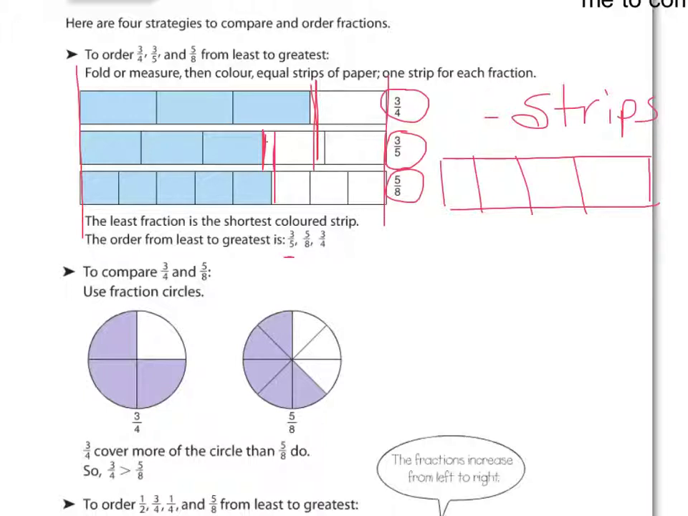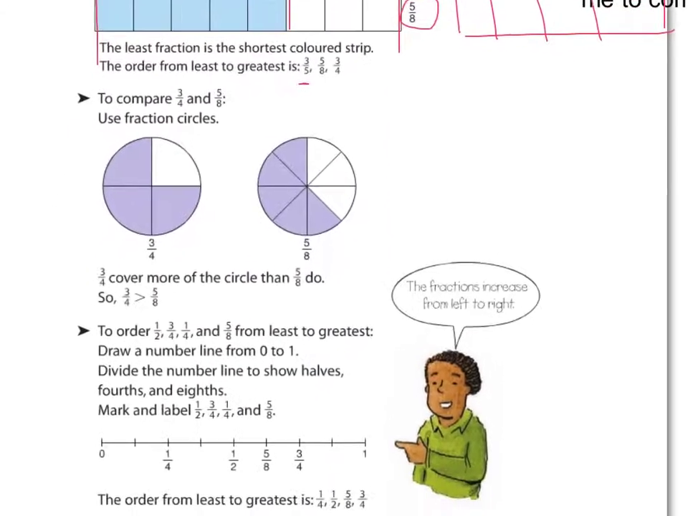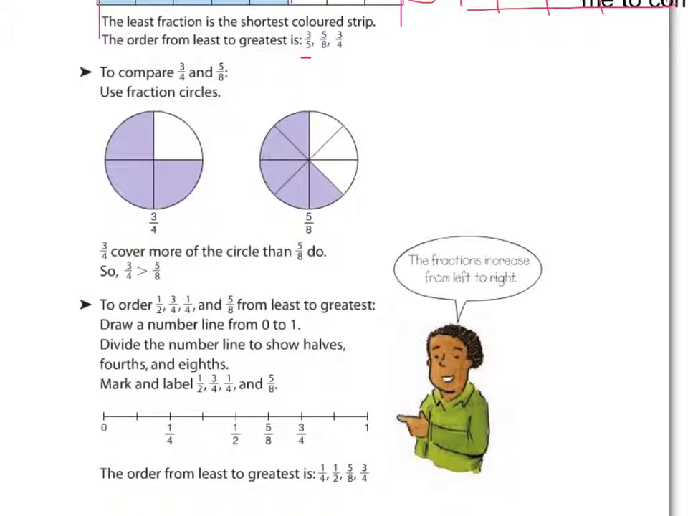It's a good strategy to use when it's more than just 2 fractions that you're looking at. Let's take a look at the next strategy, and these are called fraction circles. And again, it's the same idea as the fraction strips in that the circles are the same size, and then they're just divided accordingly. So for example, here we have 3/4, so we need to divide it into 4 equal pieces.